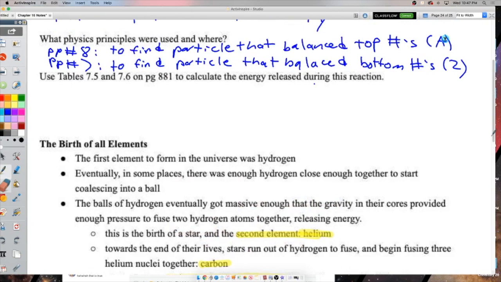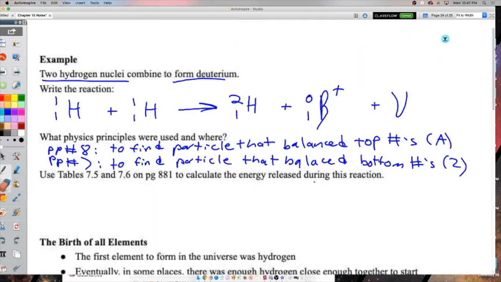Right, now using those unrounded long numbers on table 7.5, 7.6 on page 881, calculate the energy released during this reaction. So where do you think the energy is going to come from? Well, I have a sneaking suspicion that the mass of these is going to be smaller than the mass of these. Now, before we get into it, you might be saying, oh, we got to include the mass of a positron. Ooh, I don't know the mass of a positron.